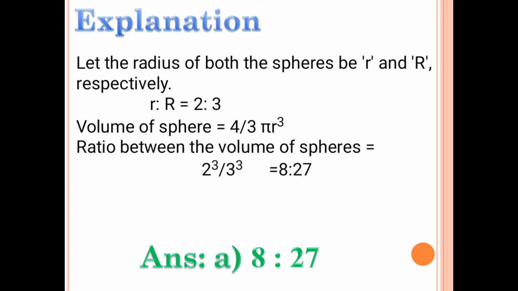So now we get 2 cube is equal to 8, and 3 cube is equal to 27. 2 cube means 2 into 2 into 2, 3 cube means 3 into 3 into 3. So what is the correct answer? 8 is to 27.